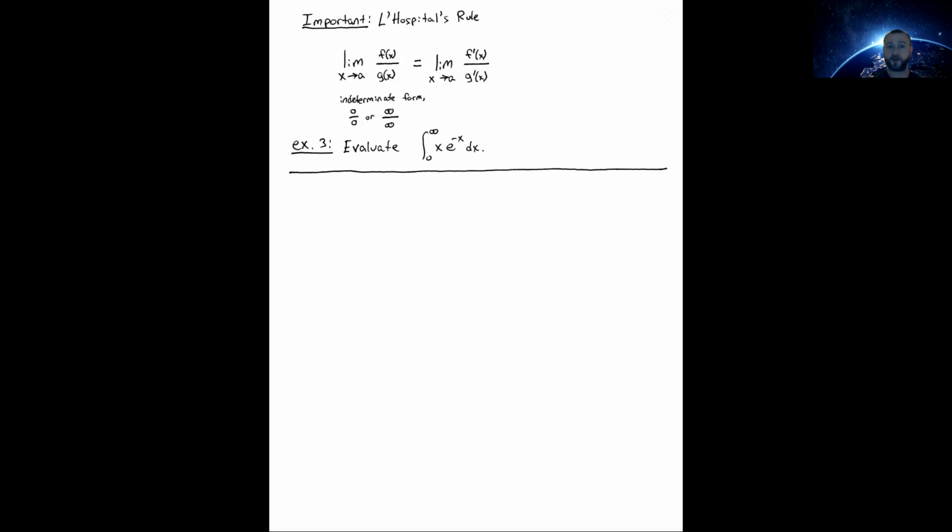Okay, so let me give you an attempt at example 3. This one's going to be a little bit trickier. It's a little longer. At some point through the problem, once you are down to evaluating the limit, you're going to have to use L'Hopital's Rule. So at this point, maybe pause the video, give this one an attempt. I'll give you a hint. The antiderivative requires integration by parts. So pause the video and we'll check back in a few minutes.